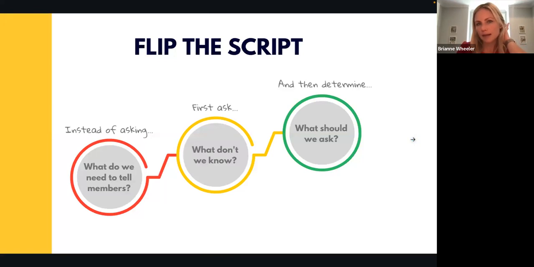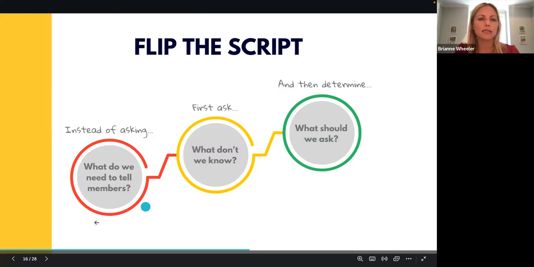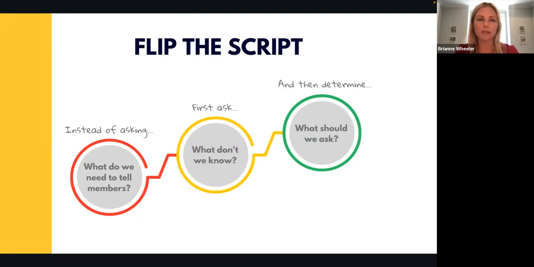So this is the way I kind of visually think of this. Instead of asking, what do we need to tell members, which is usually where we start. You get a message if you're on a marketing communications team. I used to get this all the time. It'd be like, we need this to go out. We need this to go out. We need that to go out. And it's like, okay, that question is really like, what do we need to tell members? We need to tell members that the annual conference registration has launched. We need to tell members this. Take that, flip it. Instead of asking that first, ask, what don't we know that would be helpful?